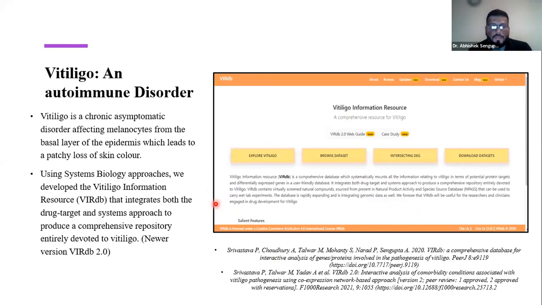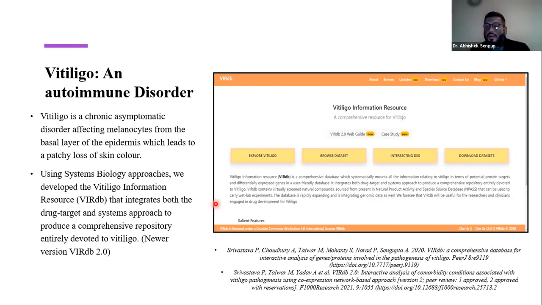This is the work that we have done in our lab, where we have worked on network inferences and also drug target identification using networks in vitiligo, an autoimmune disorder.